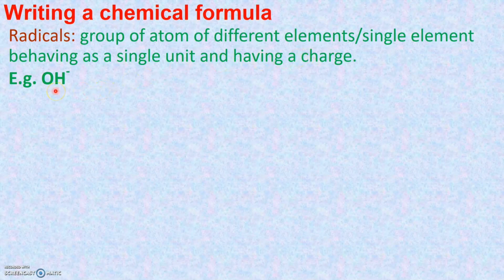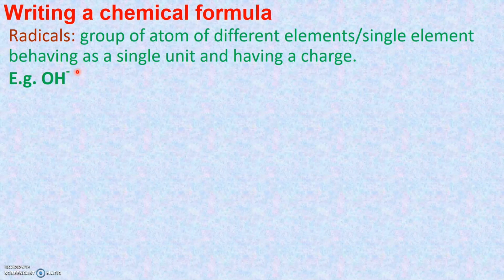Here you can see an example of a radical. This is called as hydroxide radical, which is represented as OH minus. Here it is the group of atoms of different elements, that is the element oxygen and the element hydrogen, and it behaves as a single unit carrying a charge. That is, in this case, it is a negative charge. In case of hydroxide radical, it carries a negative charge.